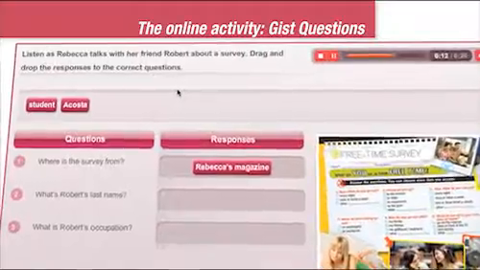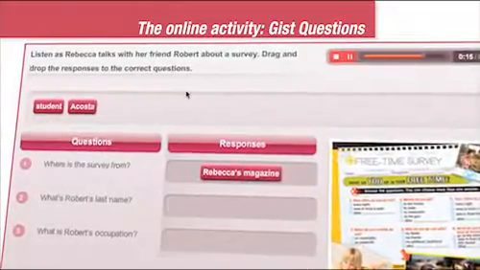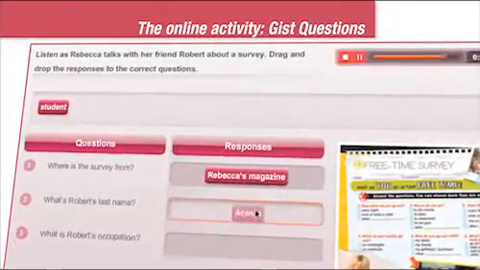Name, Robert Acosta. Occupation, student.